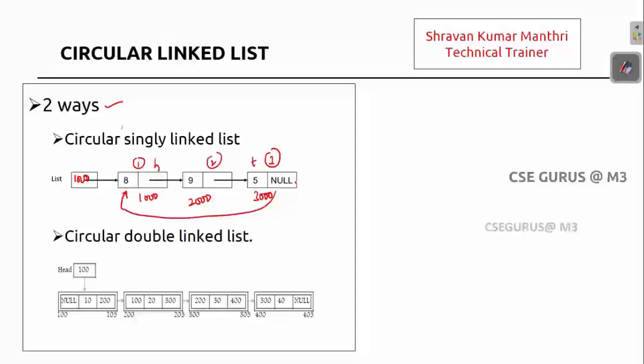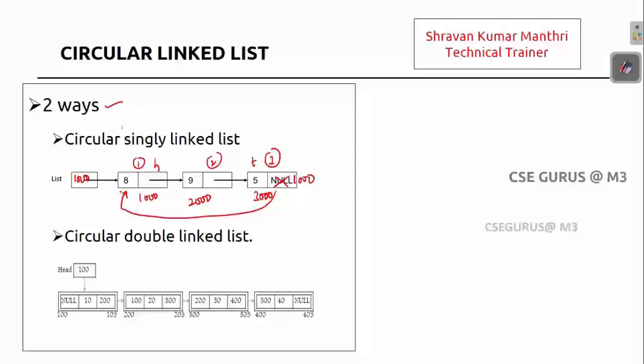For that, what is the next? In general, in a single linked list, we say null. Why? Because the next node won't be there for the last node. That's why the address is null. But now, instead of keeping null, you want to store the address of the first node, so that it will become a cycle. So what is the address of the first node? 1000. So here it should be 1000.